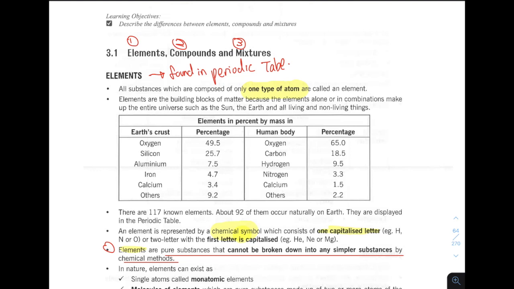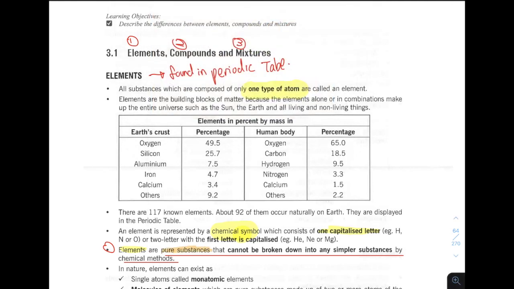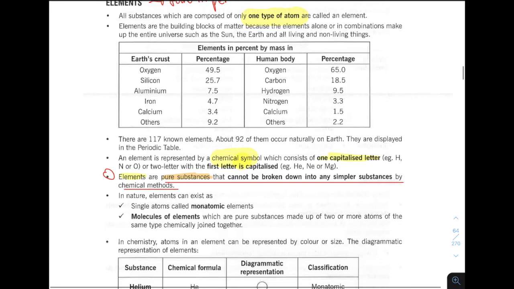Okay. Second thing, what is this keyword called, pure substance? So pure substance, there are a few ways to identify them. That means there is no other substance that it contains, and this can be represented by a fixed melting point or boiling point. Okay, it would not have any form of fluctuation.